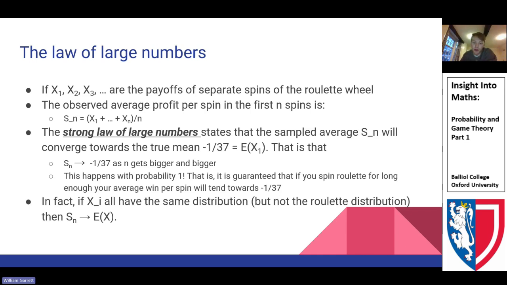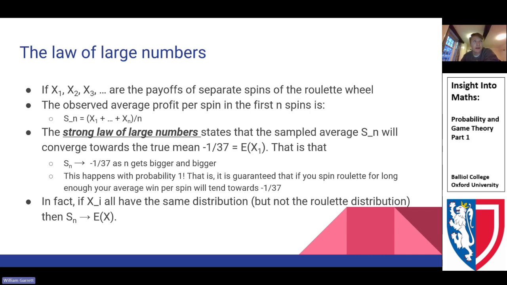So say on our first spin, we lose, and so we lose 1. And then on our second spin, we lose, so we lose 2. And then on our third spin, we win, so now we're up 33. And we've had 3 spins. So in this example, our average profit would be 11. And therefore, S3, which is the average of the first 3 spins, would be 11 in this example. Okay.